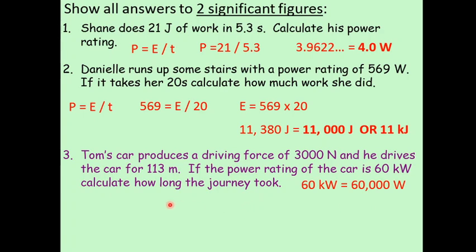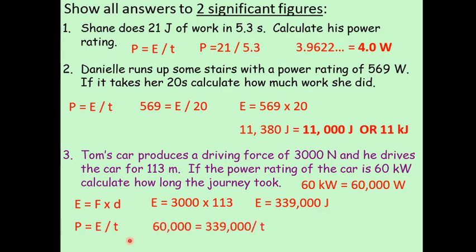Then what we need to do is have a look at what we have. We've got a force, we've got a power, and we've got a distance. So for this particular question, we need to use both the work done equation and the power equation. So first thing to do is to write down both of those equations, then substitute the numbers from the question into the equation to see what you've got. So for the work done equation, we've got the force, which is 3,000 newtons, and we've got the distance, which is 113 newtons. So we can work out the work done using the work done equation, which gives us 339,000 joules.